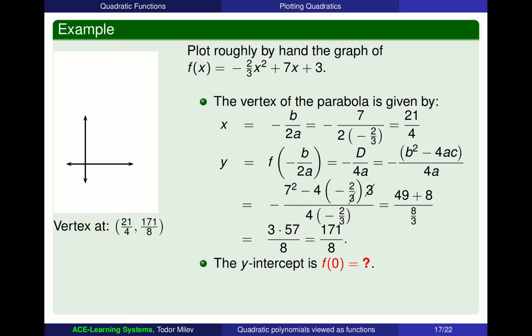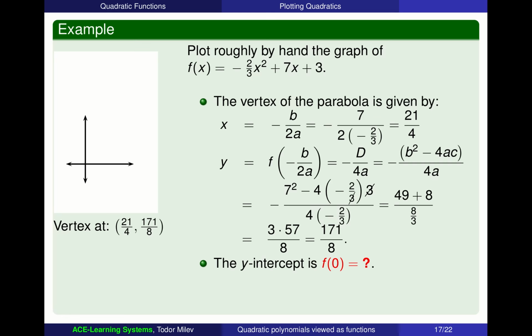Okay, so now let's compute the y-intercept. The y-intercept of a quadratic function is simply the value of the function at 0, right? That's where the function intersects the y-axis. So what's f of 0 equal to?